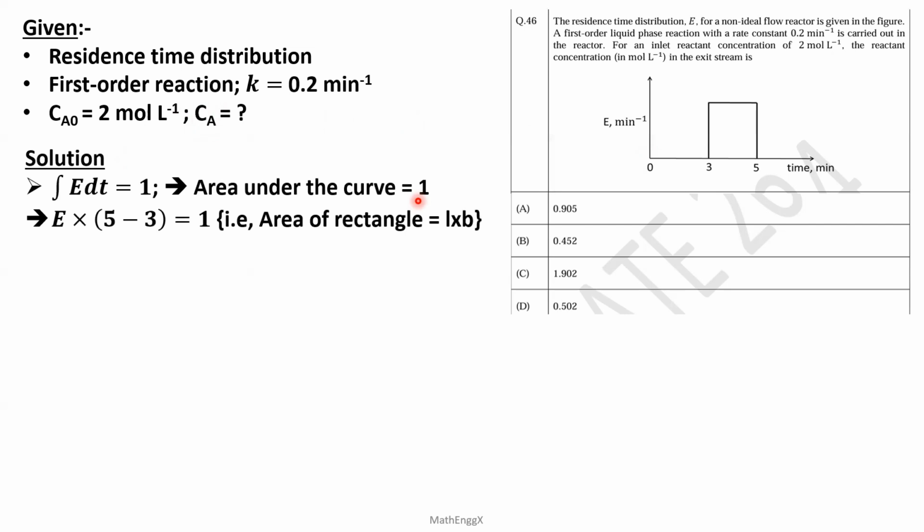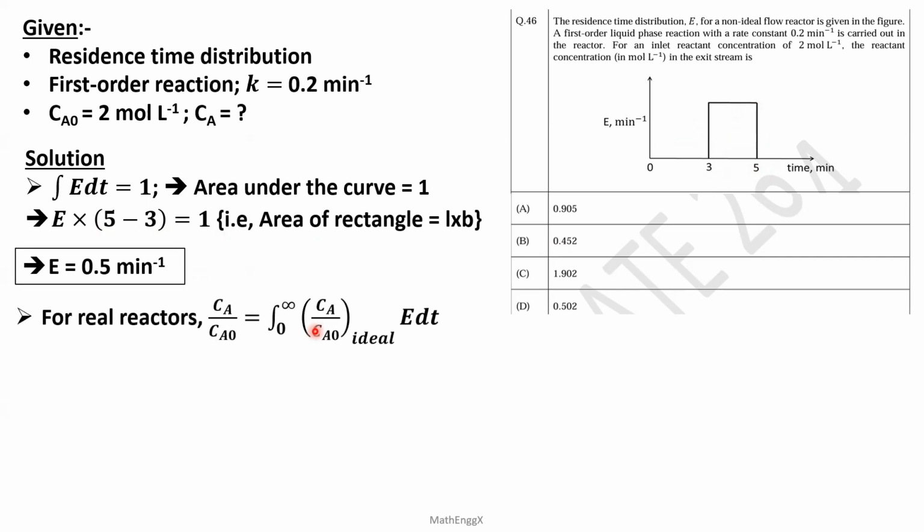So it is a well-known fact that the area under the curve of residence time distribution is 1, which is basically the area of this rectangle given in the figure. As we all know, area of a rectangle is basically length into breadth. Here length is E, which is unknown. Breadth is 5 minus 3 units, which is 2. So substituting this in the expression of area of rectangle, we get E into (5 minus 3) is equal to 1. So we get E as 0.5 minute inverse.